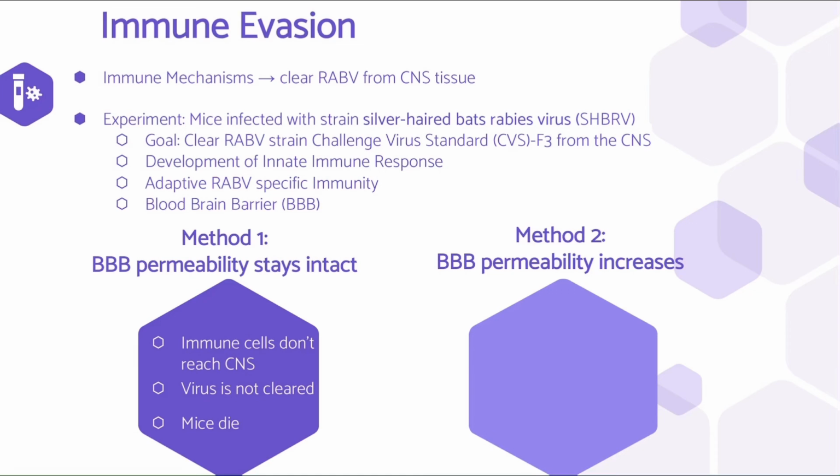In the second method, they enhanced the BBB permeability by inducing an autoimmune central nervous system inflammatory response, which increased the immune cell access into infected central nervous system tissues and aids viral clearance, averting the infection's deadly conclusion. And that wraps up our presentation.